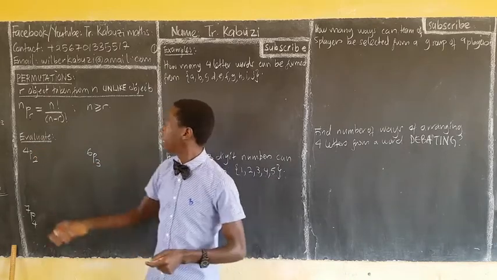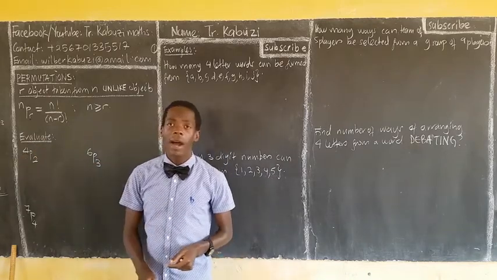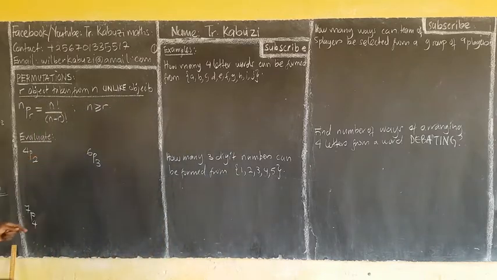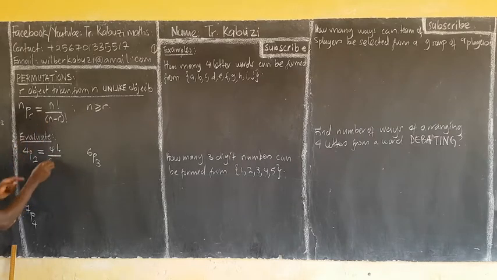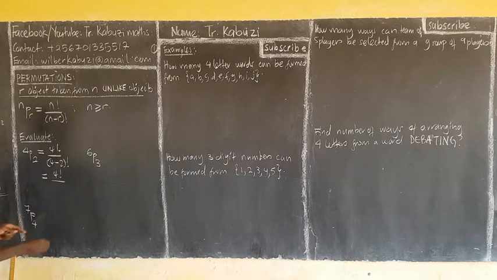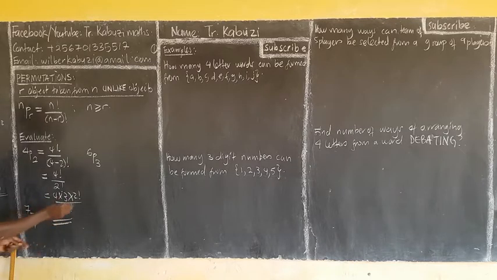Some simple examples here, evaluate this. We just put in the formula. So this one is our n, this one is our r. So we see that this will be 4 factorial over n minus r factorial, and simplify this as 4 factorial over 4 minus 2, that's 2 factorial. You can easily simplify this to 4 times 3 times 2 factorial over 2 factorial, which will give you 12. This one cancels. Or you can just press this on the calculator.